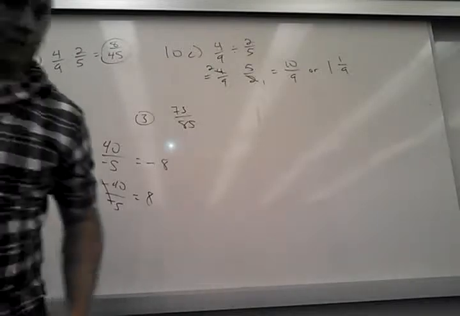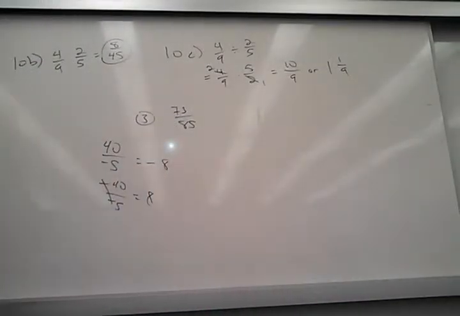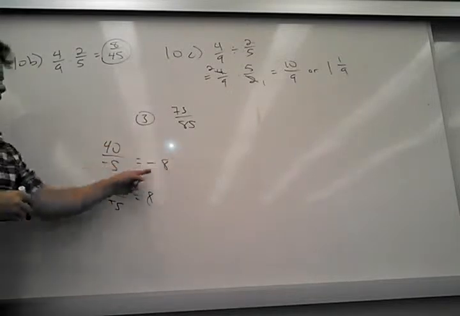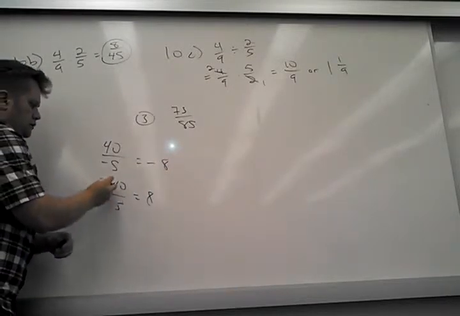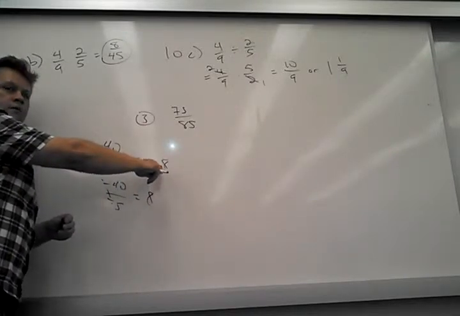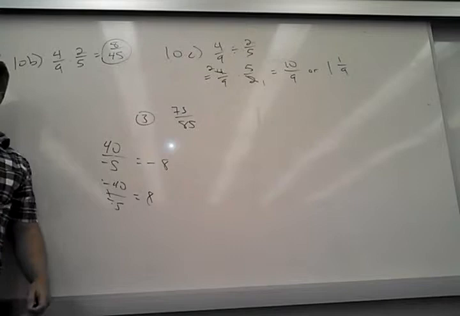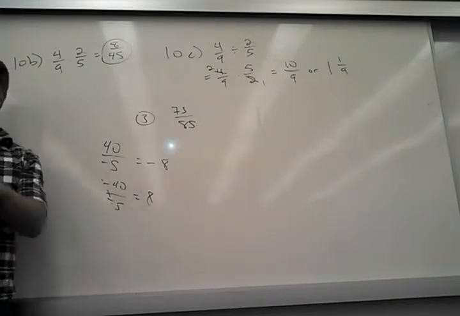So what about number 8? Undefined. Number 7 is 0. Number 8, undefined. Because how do you check? For these problems I did, how do I check myself? Negative 5 times negative 8 is 40, therefore it's true. Negative 5 times 8 is negative 40, therefore it's true.